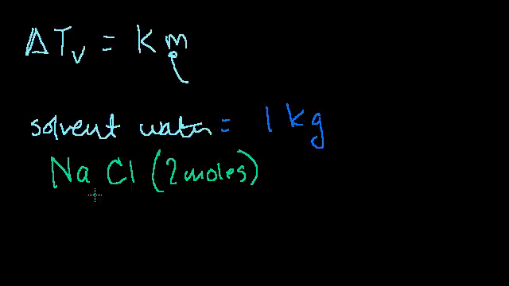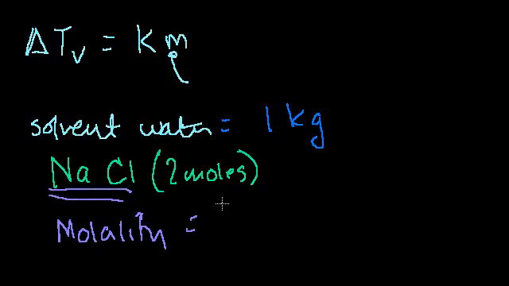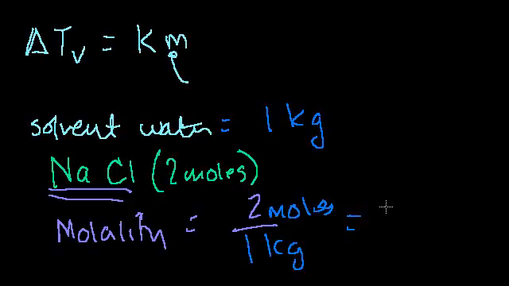So first of all, you just have to figure out the molality, which is equal to the number of moles of solute, which is 2 moles, divided by the number of kilograms of solvent. So let's say we have 1 kilogram of solvent. So our molality is 2 moles per kilogram. So we just have to figure out what this constant is, and then we'll know the temperature elevation.